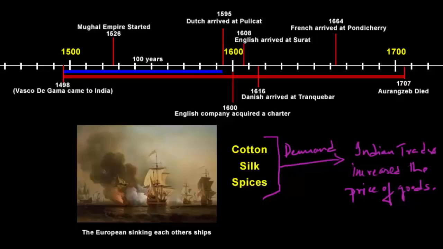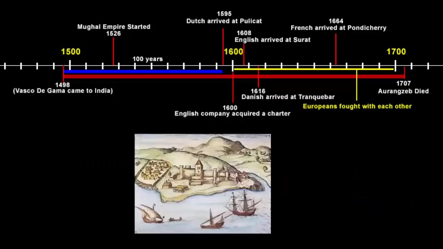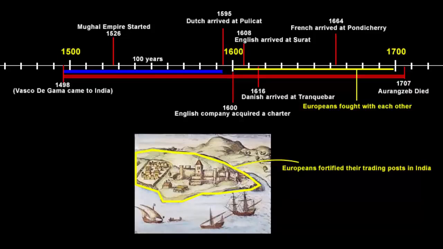This led to fierce battles between these European trading companies. All throughout the 17th and 18th centuries, that is from 1600 to 1700, they regularly sank each other's ships, blocked routes, and prevented rival ships from moving with supplies of goods. They even fortified their posts, meaning they built big walls to protect their trading post. Now, here's the funny thing.